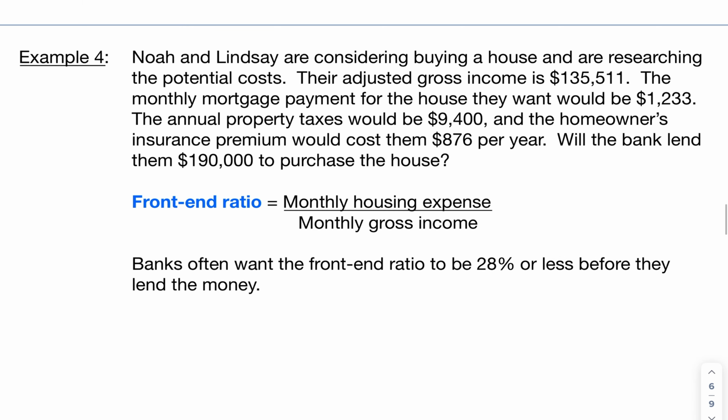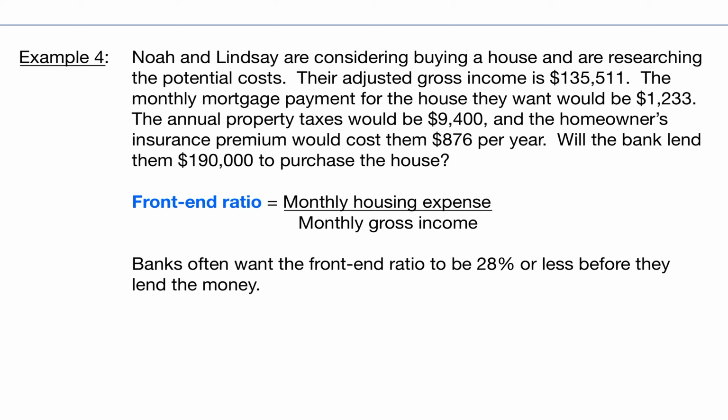We're told that Noah and Lindsay are considering buying a house and are researching the potential costs. Their adjusted gross income is $135,511, and the monthly mortgage payment for the house they want would be $1,233. The annual property taxes would be $9,400, and the homeowner's insurance premium would cost them $876 per year. The question is, will the bank lend them $190,000 to purchase the house?